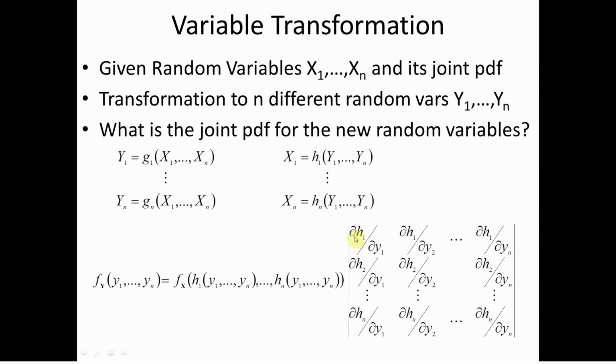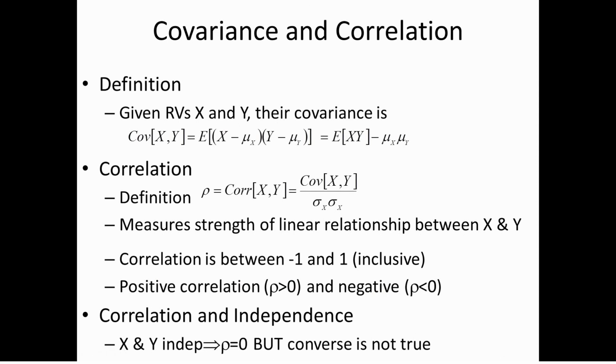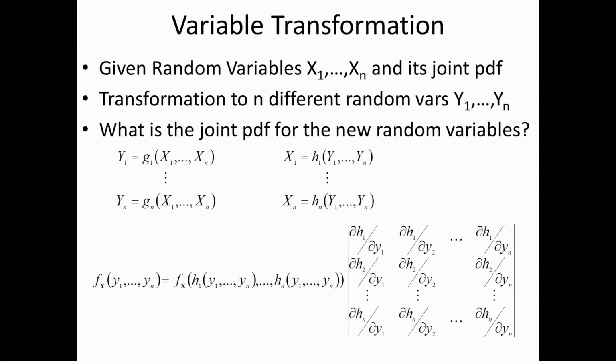Okay, so this is partial of h1 with respect to y1, partial of h1 with respect to y2, partial of h1 all the way down with respect to y1. And notice that each row, I'm taking the ith row, I'm taking the partial of hi, and in the column it's with respect to yj for the jth column. And this gives us the transformation, okay? And we'll do some problems practicing that.